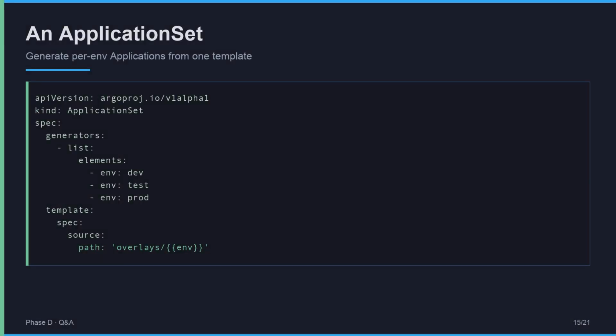Here is an application set in code. The generators list the environments: dev, test, prod. The template describes one application, with a placeholder for the environment. Argo CD generates one application per element, each pointing at its own overlay path. Add an environment to the list, and its application appears, no extra copying.